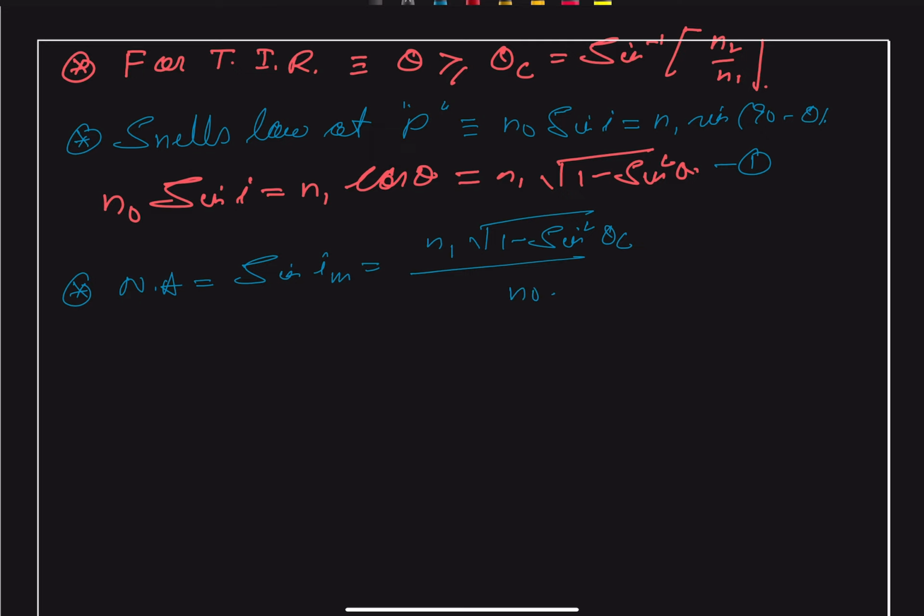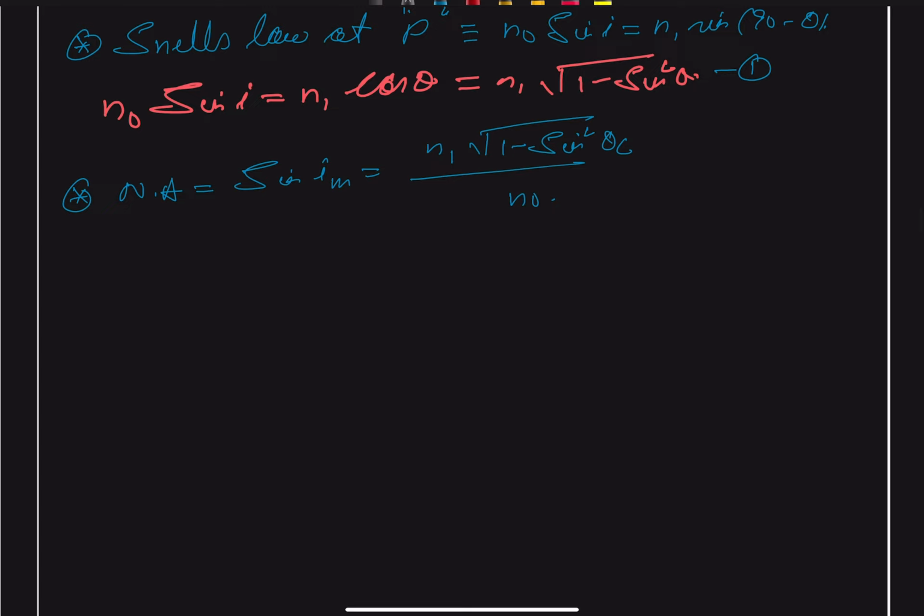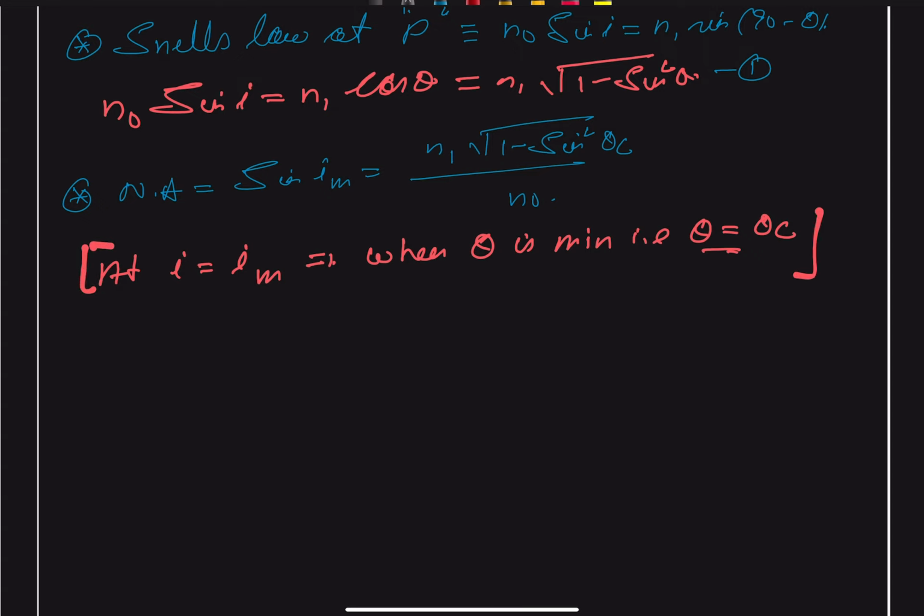And here we have to remember that the angle of incidence is maximum at i is equal to im, that is the maximum incidence angle. So this happens when theta is our minimum, that is when theta is equal to theta c. This is the only manipulation we made in the given equation.